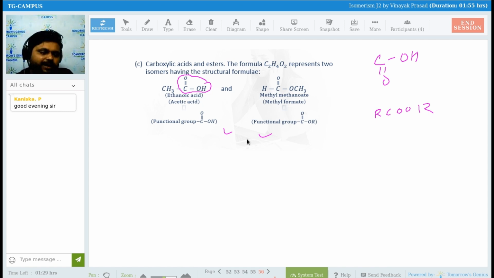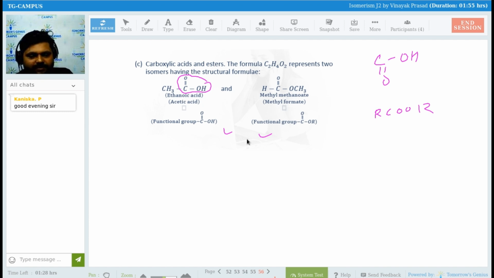Now we are going to look about the metamerism. The 5 types of isomerism in structural isomerism. We have seen 3 types of isomerism. First one was what? Chain isomerism or structural isomerism. And second is what? That is position isomerism. Third is what? That functional isomerism. And the fourth one is what? That is metamerism. We are going to look about the metamerism.